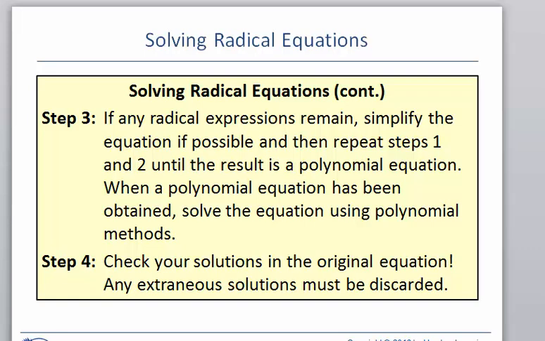Step 4 says to check your solutions in the original equation, and this is important because often we will have solutions that are not truly solutions, and those need to be discarded.